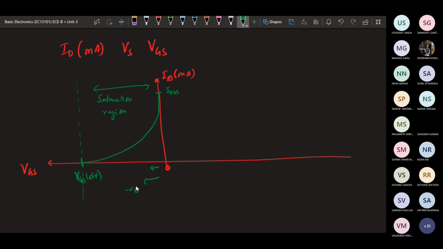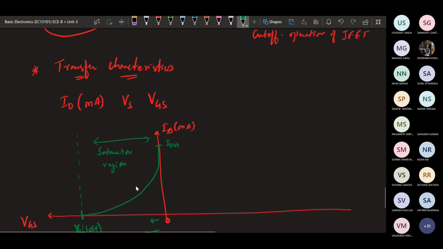So this transfer curve will be plotted for constant VDS. Here the VDS is constant. So this will be the ID versus VGS for constant VDS. Okay, so here in JFET the maximum drain current will be IDSS, and this IDSS is drain to source safe current.